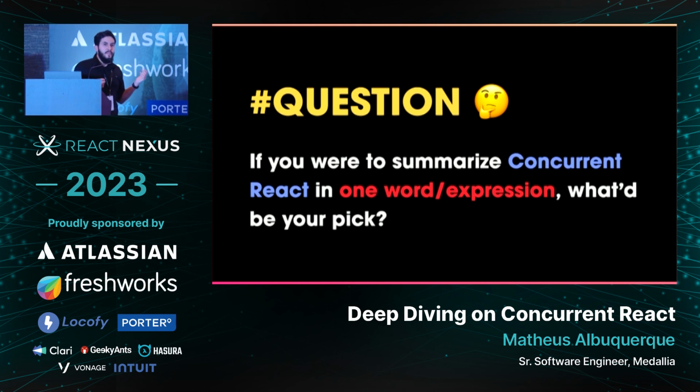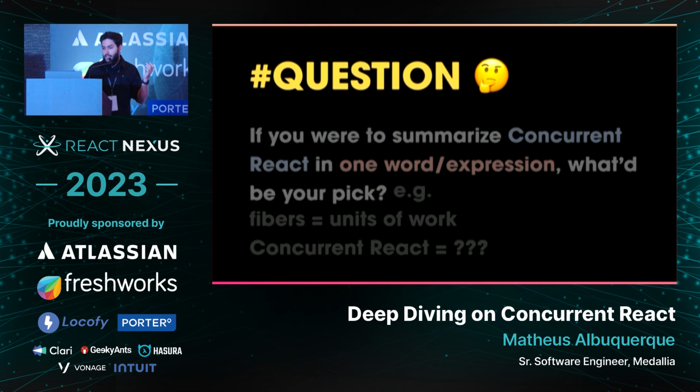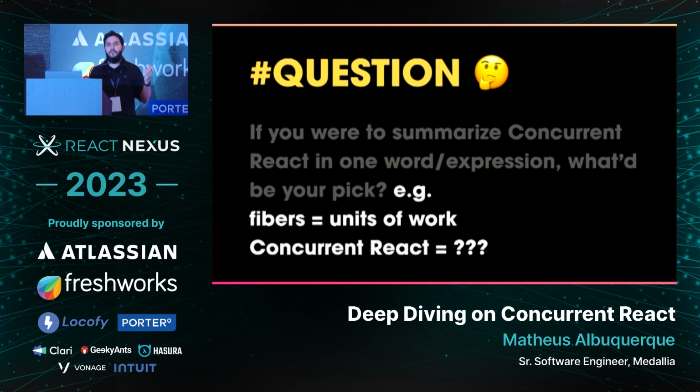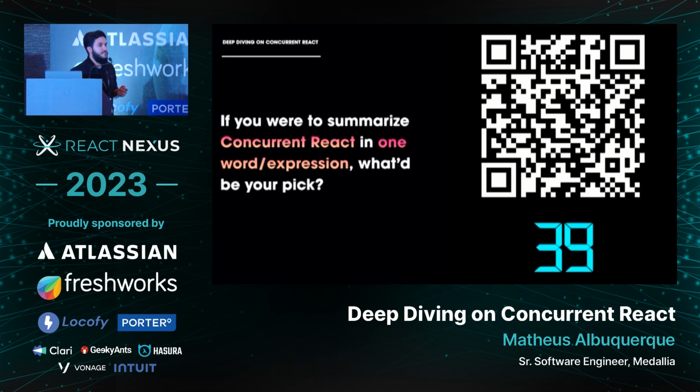So again, I want to hear from you. If you had to summarize Concurrent React in one word or expression, what would you go with? For example, Tejas has a really good session on fibers, and if you watched it, you know that fibers are like units of work React does internally. So if you had to do the same thing with Concurrent React, one word or expression, what would it be?